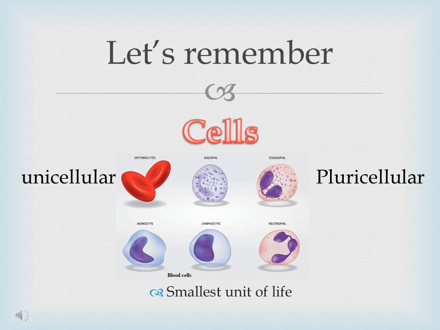The cell at the same time is divided into two groups, unicellular and pluricellular. The difference between these two groups is that when we talk about unicellular living things, they are made up of just one cell. But when we talk about pluricellular living things, they are made up of more than one cell.